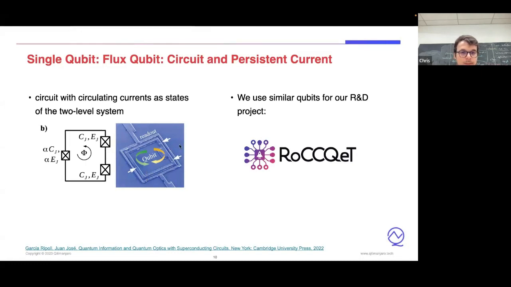So these are qubits which change basically the direction of the current depending on the magnetic field, and this way we have this flip of the sign. And then this is also the qubit we use for our annealing project, which is called Rocket.